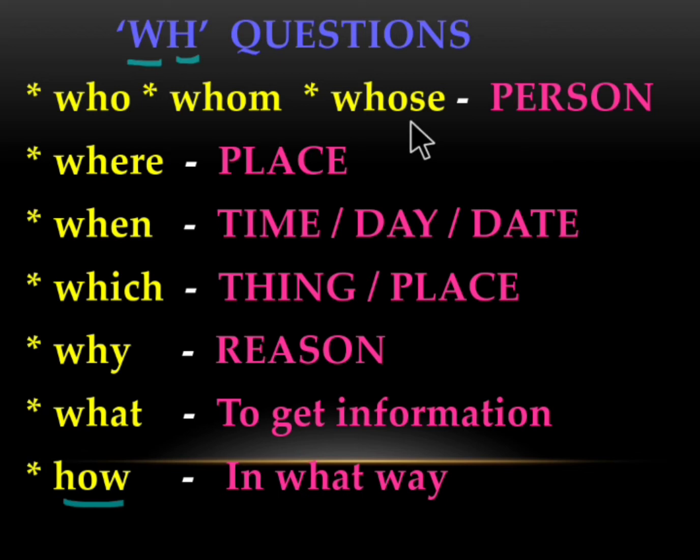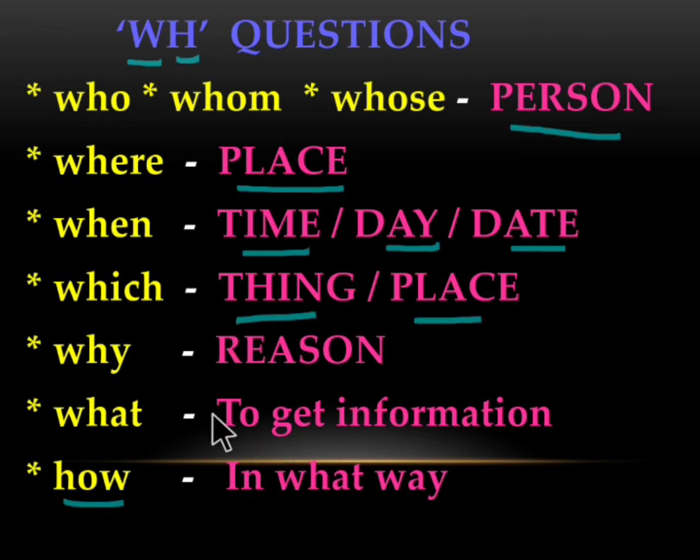Who, whom and whose represent a person. Where represents a place. When represents time, day, date. Which represents a thing or a place. Why gives the reason, and what is used to get information about something. How represents in what way a thing is done. So these are the things that the WH words represent.